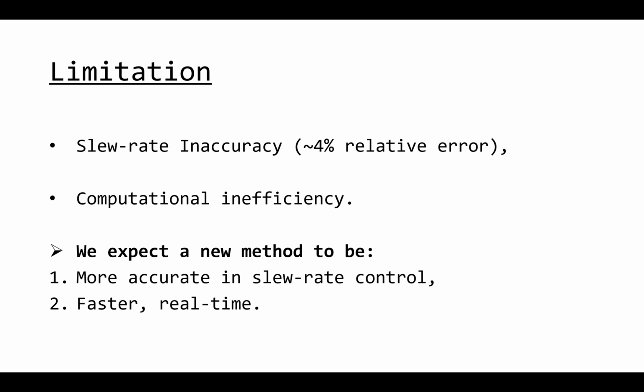Thanks to Lustig's source code, I successfully reproduced his method. However, we have found some limitations. The first one is about slew rate control. We all know that slew rate has an upper bound, that is a hardware constraint, but the optimal control method produces a gradient waveform with a slew rate sometimes higher than this upper bound, by about 4%, which can sometimes cause a sequence failure.